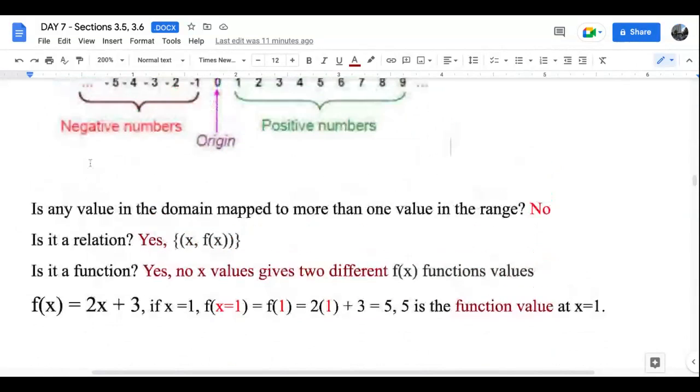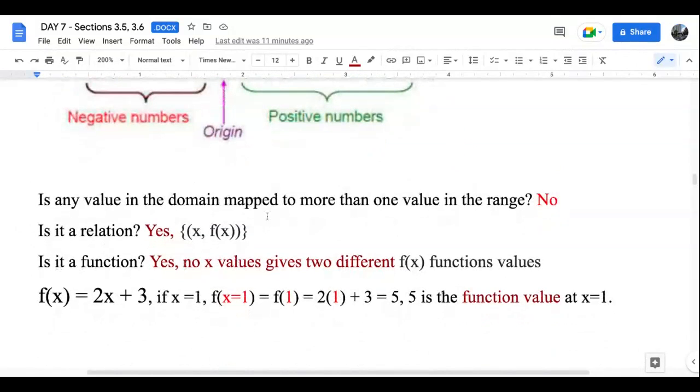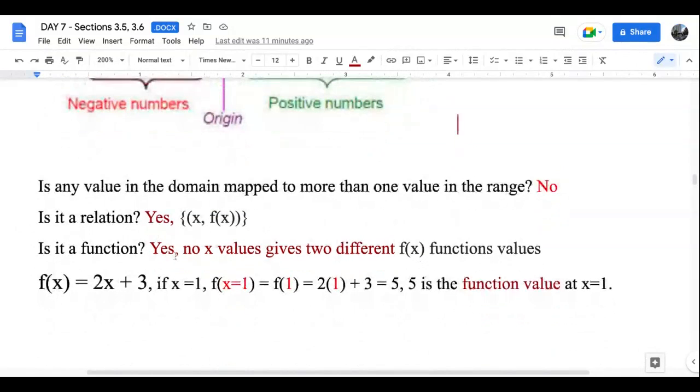So is any value in the domain mapped to more than one value in the range? No, right? Otherwise, it's not a function, right? So it's a relation, yes. It's a function, yes. Because no x value gives two different f of x function values, right? If we evaluate f of 1, that equals 5. If we evaluate f of 2, that would be something else. So it is a function. So linear equations are linear functions.